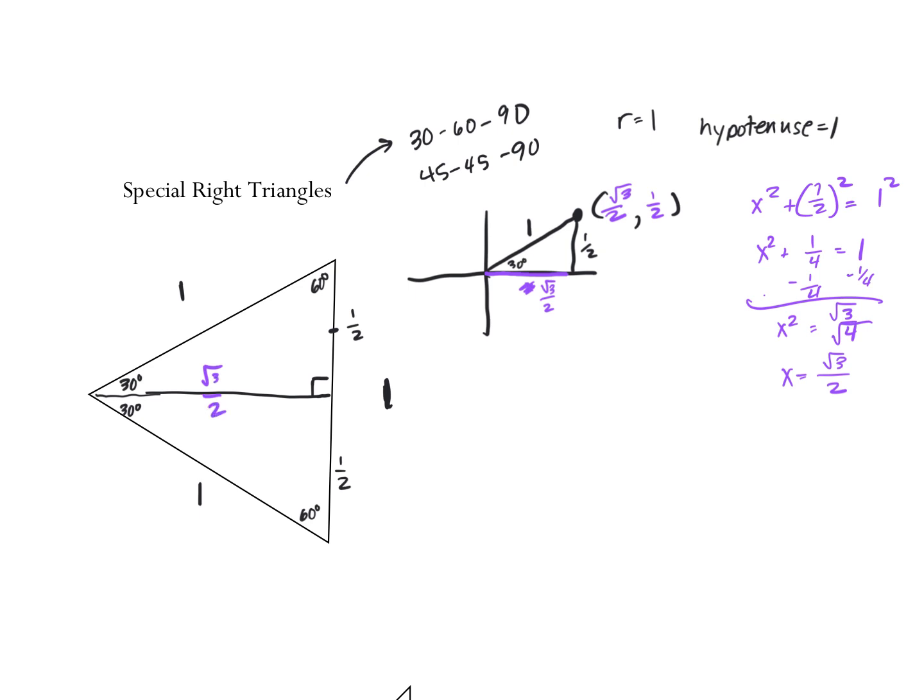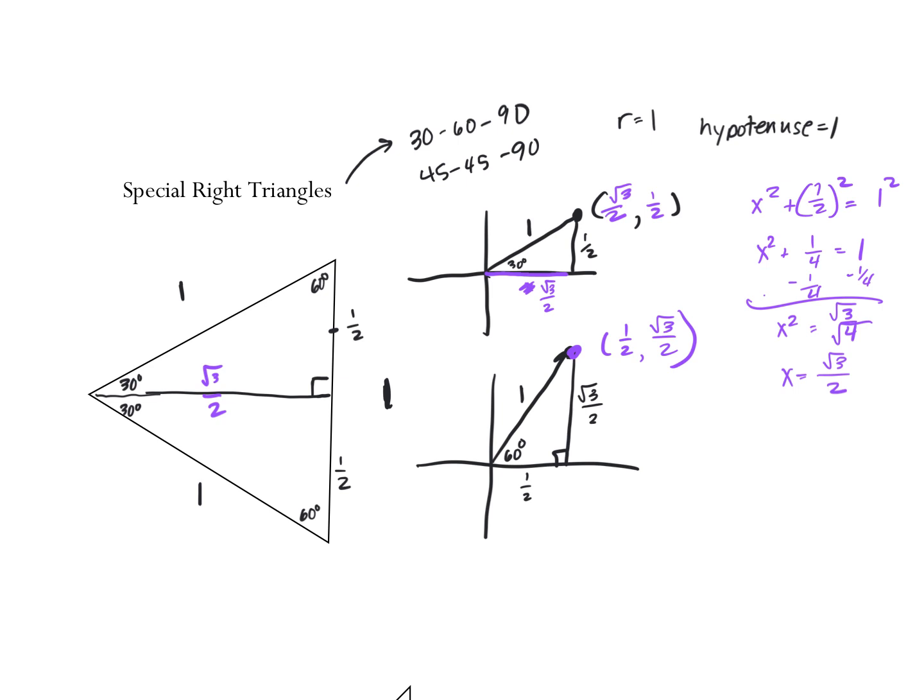If I had a 60-degree angle, where this is 60 degrees, I can just turn this triangle on its side, where this distance would now be the 1/2, and this distance would now be square root 3 over 2 with my hypotenuse equaling 1, which makes my coordinate pair, now the x coordinate's 1/2 and the y coordinate's square root 3 over 2.